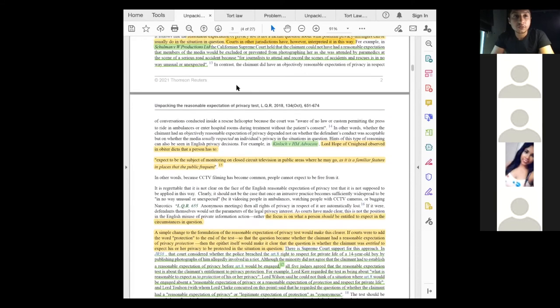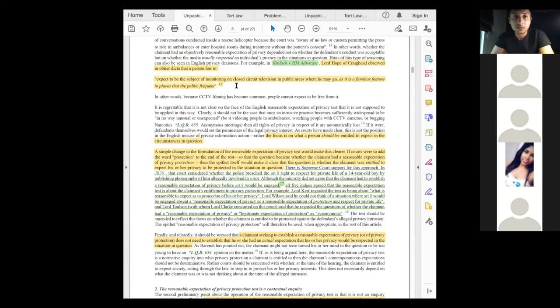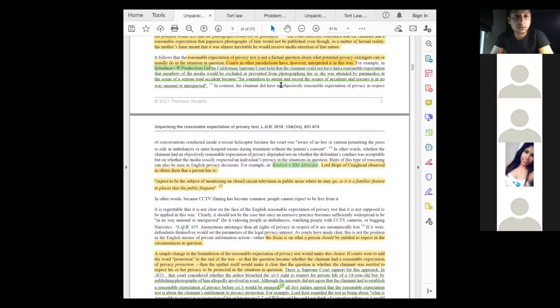So she contrasts the case of Shulman with Kinloch against Her Majesty's Advocate. And Lord Hope of Craighead observed in obiter dicta, so this is an English case, that a person can expect to be the subject of monitoring on closed circuit television in public areas where he may go, as it is a familiar feature in places that the public frequent. So the same argument they were taking here: whether the media usually respected, and rescue in no way unusual or unexpected. So the same argument is taken by the English courts.